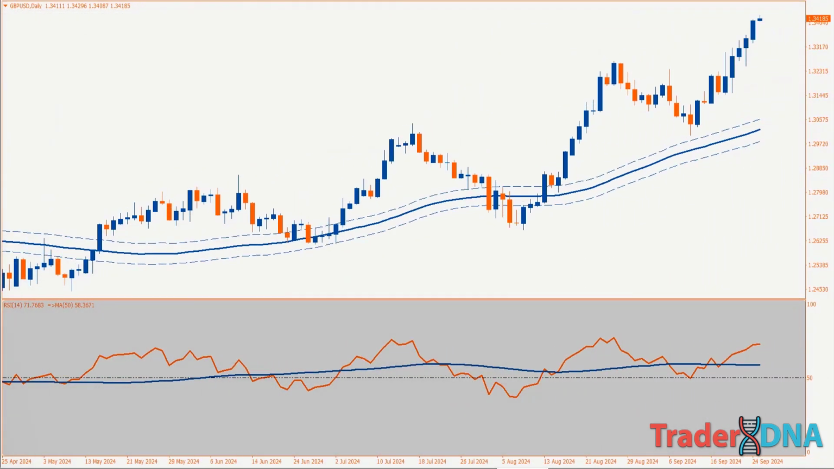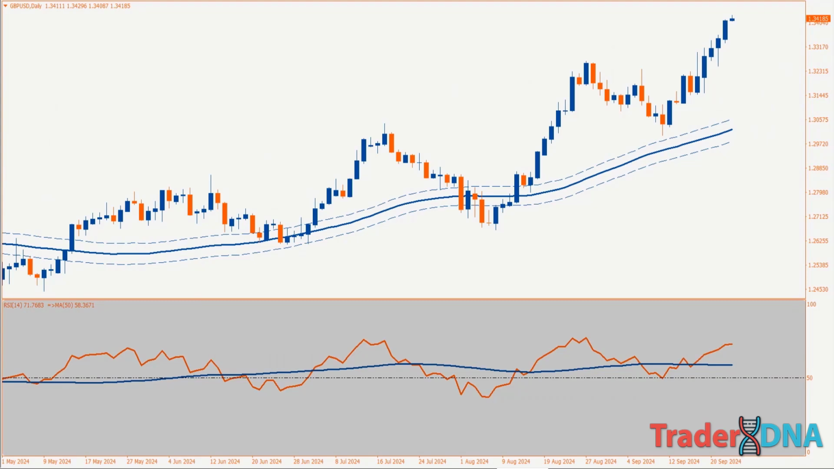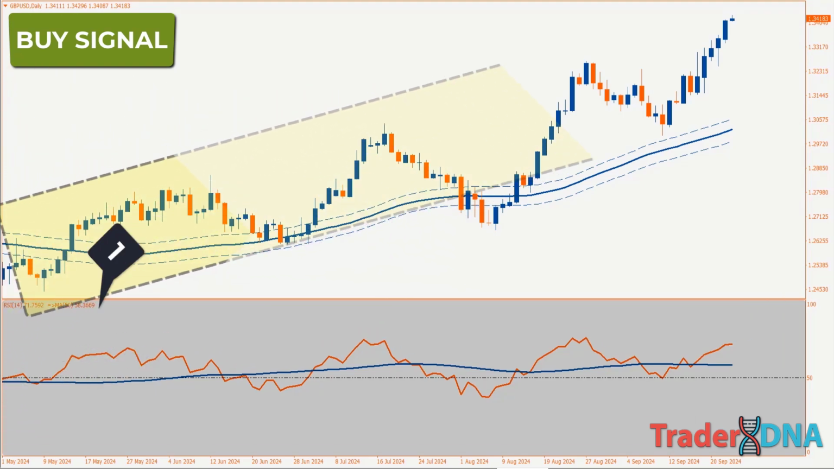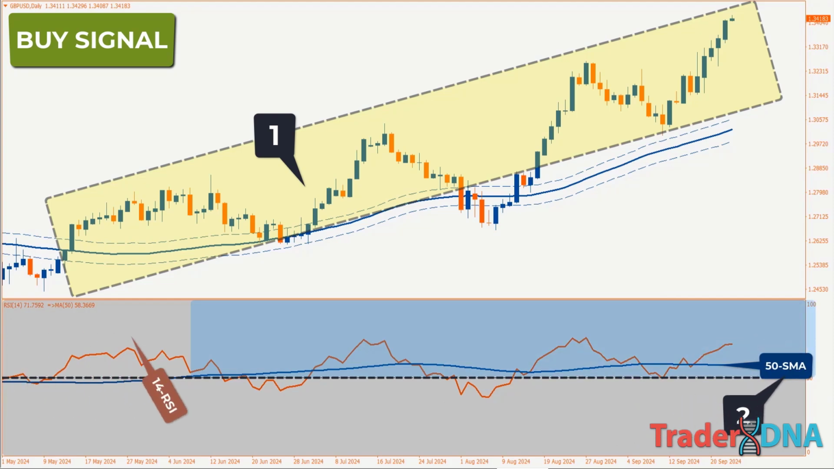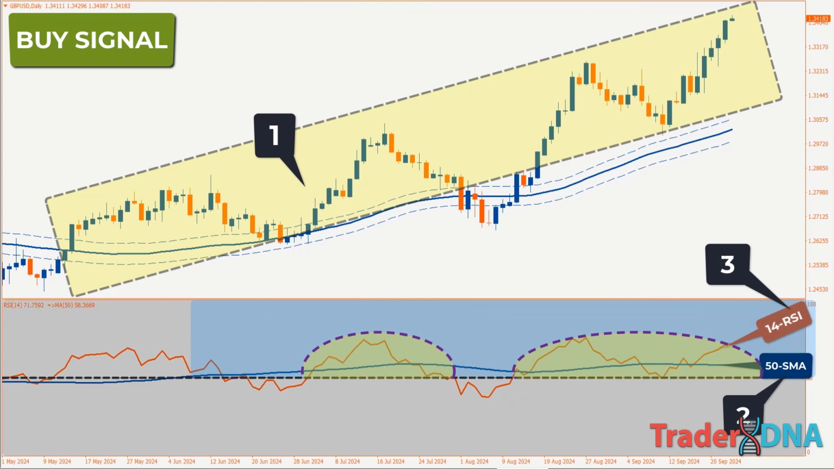Now that we've covered all the key parts of this strategy, let's put them together into a simple and effective trading plan. Buy signal. First, the price is rising and is above the moving average. Second, the 50 period simple moving average is above 50. Third, the 14 period RSI is also above 50. Fourth, the price pulls back, shown by the 14 period RSI dipping below the 50 period simple moving average, while that average stays above 50.